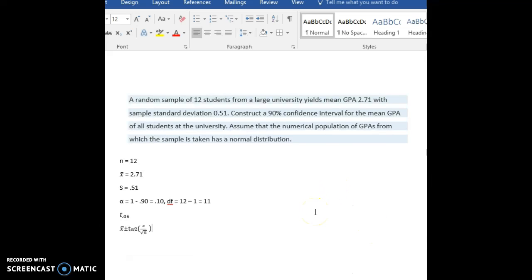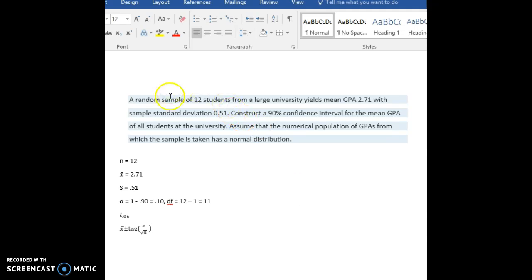All right, so let's look at the second example of a small sample. A random sample of 12 students from a large university yields a mean GPA of 2.71 with a sample standard deviation of 0.51. Construct a 90% confidence interval for the mean GPA of all students at the university. Assume that the numerical population of GPAs from which the sample is taken has a normal distribution.